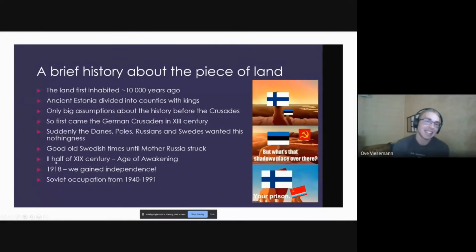The second half of the 19th century was the age of awakening, and Estonians started to see themselves as one nation. In 1918, we gained independence, and well, the Soviets took it from us in 1940, but we regained independence in 1991. And here's a little meme about how Finland was just like, bye, Estonia.